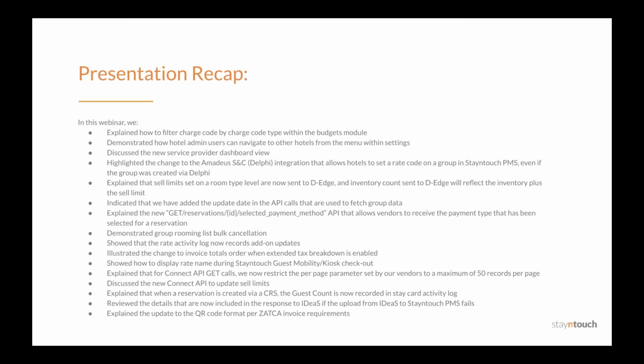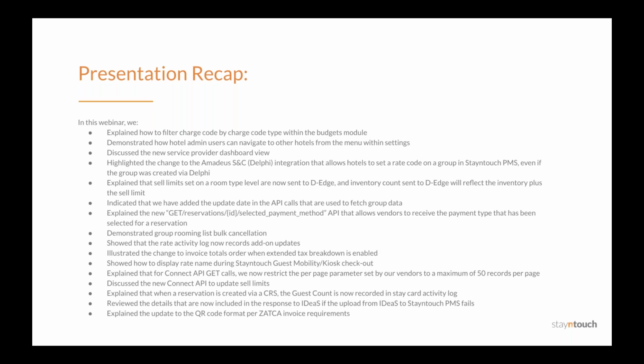All right, so in this webinar, we explained how to filter by charge code type within the budgets module, demonstrated how hotel admin users can navigate to other hotels from the menu within settings, discussed the new service provider dashboard view, and highlighted the change to the Amadeus S&C or Delphi integration that allows hotels to set a rate code on a group in Stayntouch PMS, even if the group was created via Delphi. We explained that cell limits set on a room type level are now sent to DEdge, and the inventory count sent to DEdge will reflect the inventory plus the cell limit.